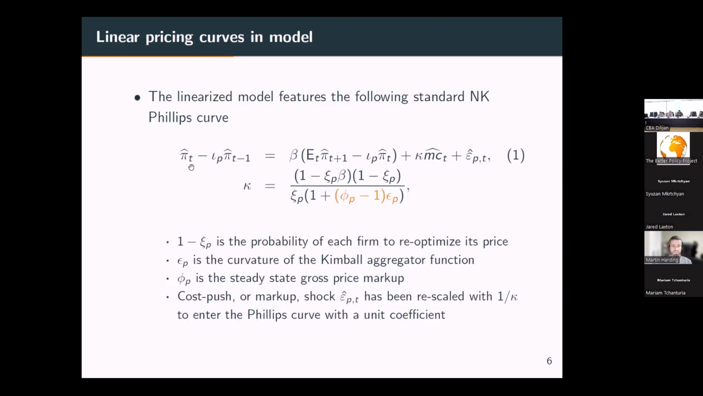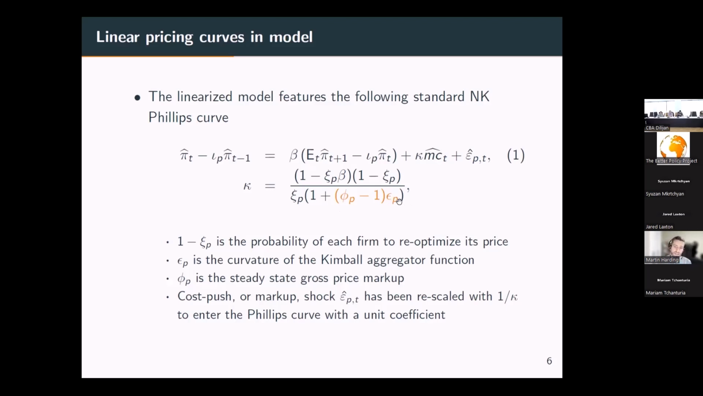So on the left-hand side here you have inflation with a parameter of indexation, and on the right-hand side you have the component of inflation expectations, and then the slope of the Phillips curve kappa multiplying variations in the marginal cost, and finally this epsilon hat is a cost push shock or a markup shock. And so you see that this kappa here, the slope of the Phillips curve, as usual, is simply a combination of parameters, where psi p is the Calvo parameter, beta is the discount factor, phi is the gross markup, and epsilon is the Kimball curvature.